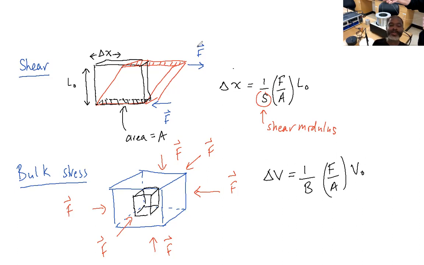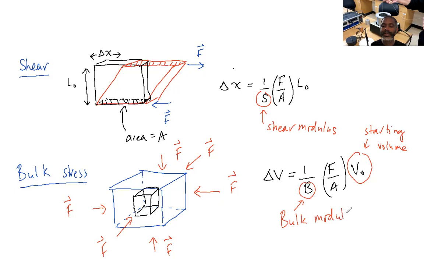And so now what we have is that this is the starting volume, and then this here is known as the bulk modulus. And this here, of course, is the change in volume.